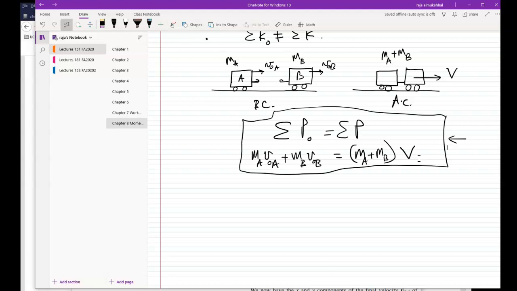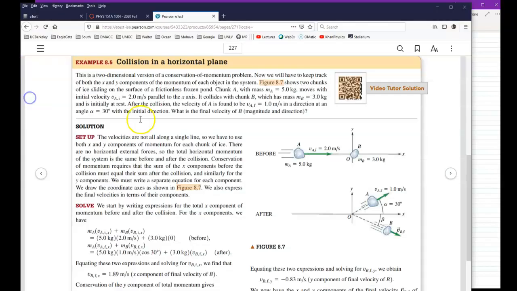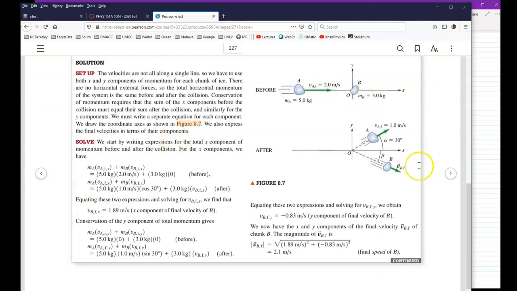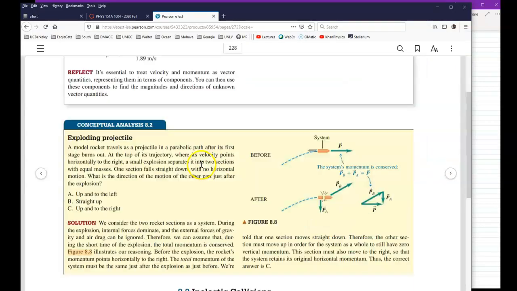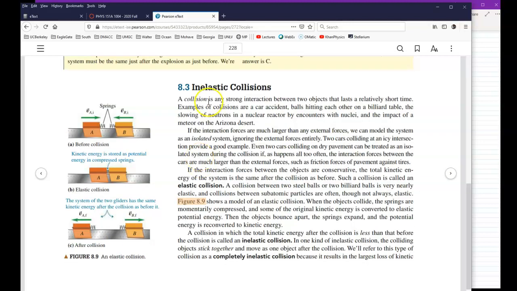Let me see, number 86. I hope it's about, oh, okay, 86. Let's do example 86 very quickly. Next page. Inelastic collision right here.